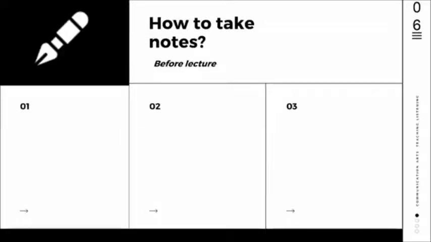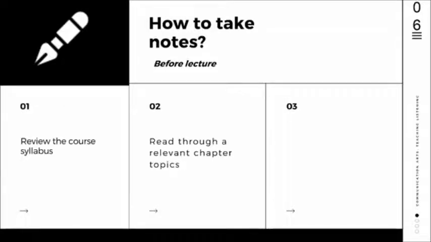This is what you are going to do before attending the lecture. First, you have to review the course syllabus. A course syllabus is given on the very first day of your classes. It contains all the learning topics that you have in the course. So it is important to visit the syllabus before attending a certain lecture for you to know what the topic is going to be about.